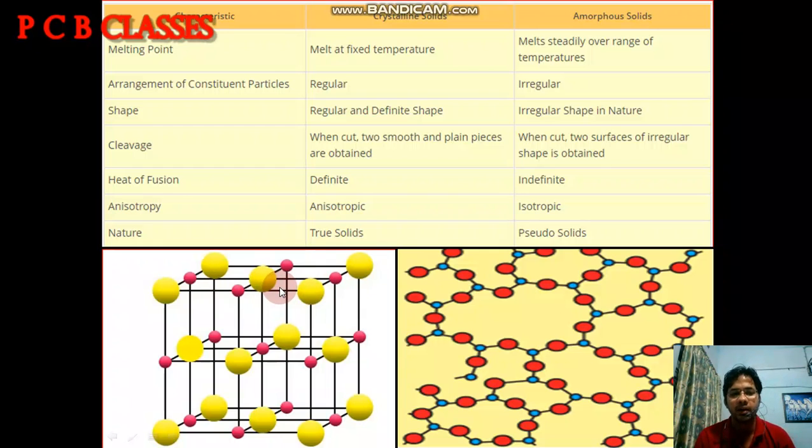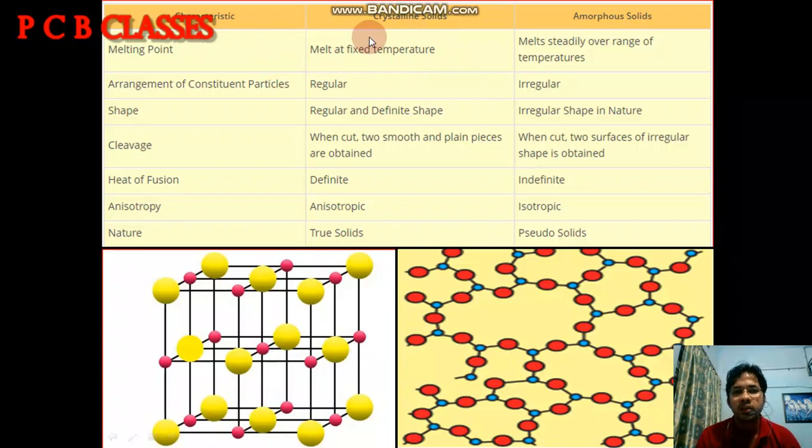That means if they have to melt at 100 degrees Celsius, then each atom of the given crystalline solid will melt at 100 degrees Celsius. Suppose the common salt melts at, for example, 30 degrees Celsius, then each common salt particle will melt at 30 degrees, not greater than 30, not less than 30 in ideal conditions. So in case of crystalline solid, they melt at a fixed temperature.